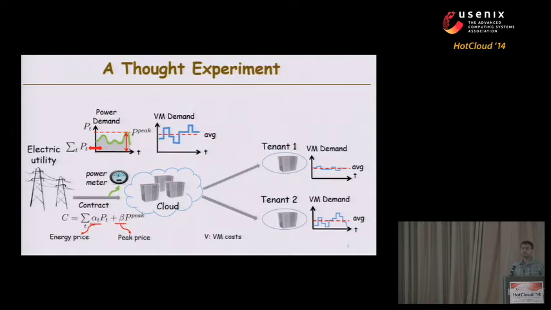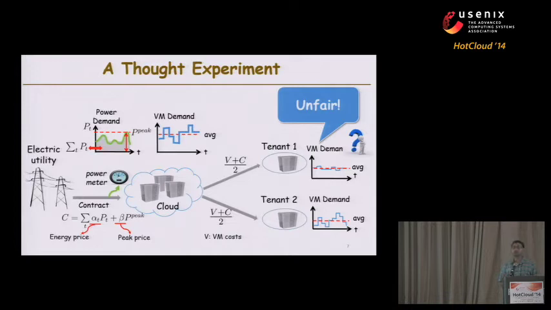If we think about how that's done today, both the tenants will see an identical bill of (V plus C) over 2. Okay? But I hope many of you will agree that something unfair has happened here from tenant 1's perspective. If you look at the part of this electricity bill which is made up by the peak charge, clearly tenant 2 contributes more to it than tenant 1, possibly much more. Okay? So if you consider that unfair, then that's the problem that I'm identifying here.